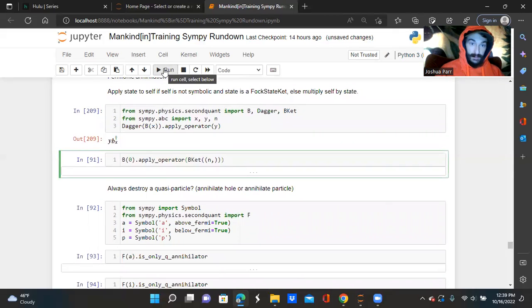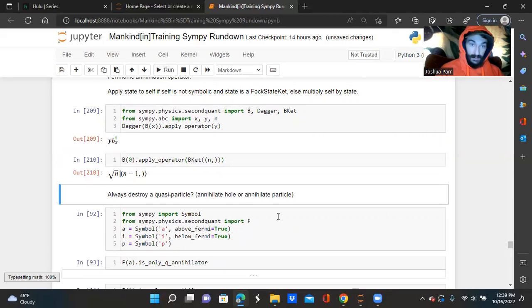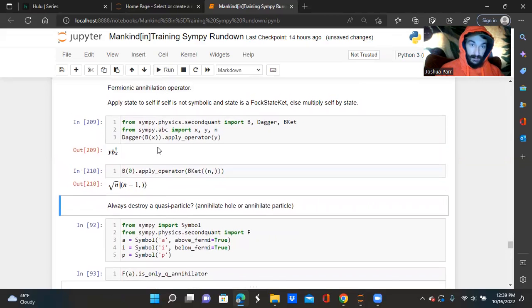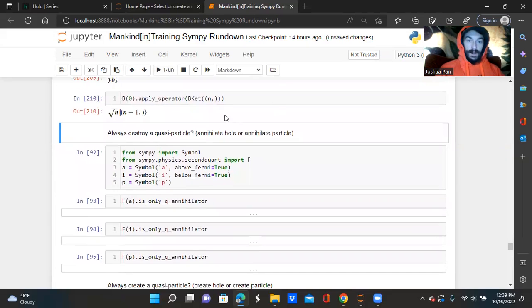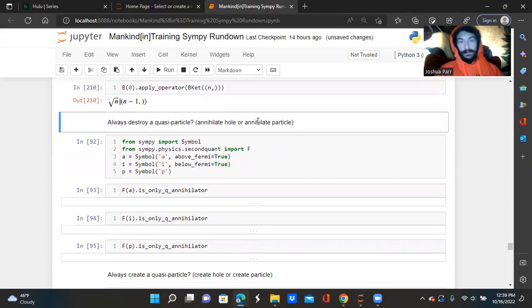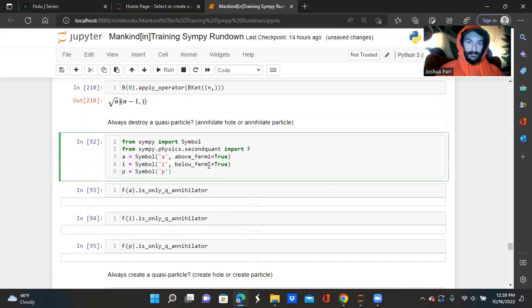And doing the operator only to the 0th element, and we get what we got above. Always destroy a quasi-particle, annihilate hole or annihilate the particle. And I'm making A, I, and P above Fermi and below Fermi. Importing second quant and F for Fermi.